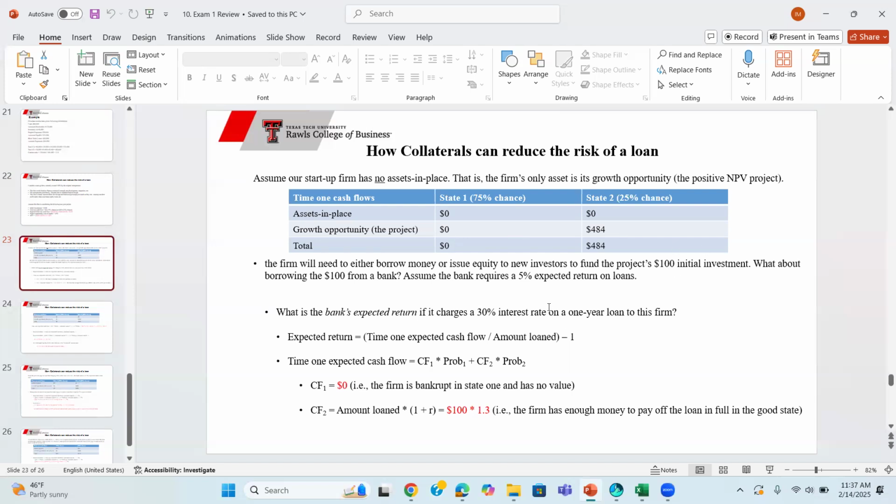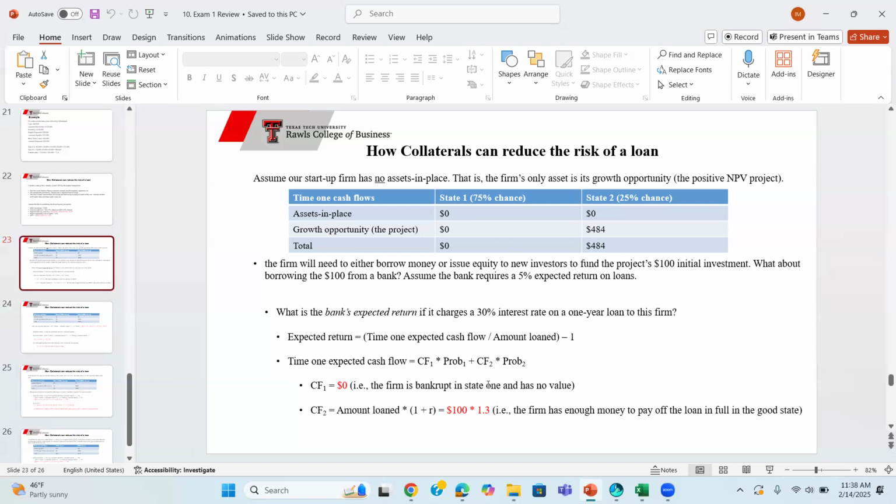The initial investment is 100, and the bank requires a 5% expected return on loans. And what about borrowing the $100 from a bank? We have to analyze whether this is a correct decision or not for borrowing $100. The expected return, we already said, is that we multiply probability with the cash flow. Here our probability for state one is 0.75, and for state two is 0.25, and the cash flow is 0 for the first one, and the cash flow for the second is 484, like the amount loaned here.